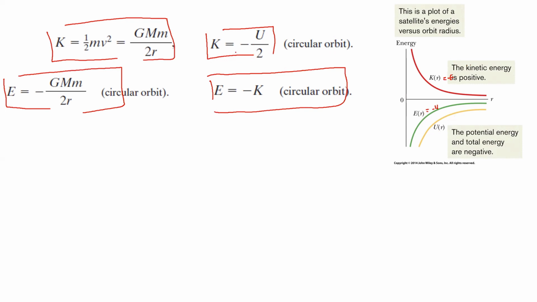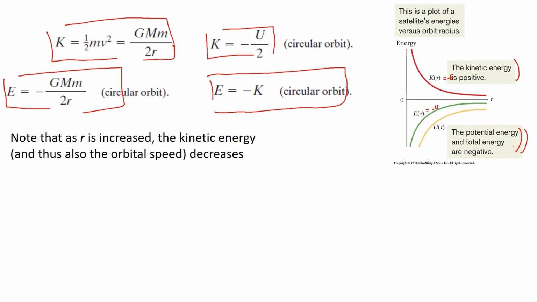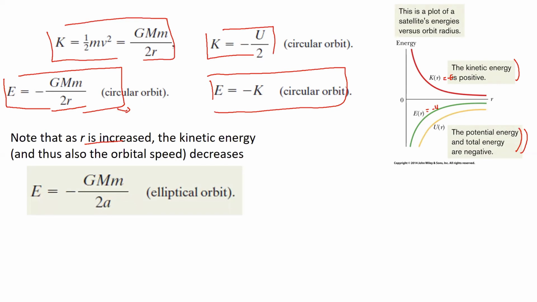Okay. Good. So again, the kinetic energy is always positive. Of course, the potential energy and the total mechanical energy are negative. Now here I already discussed this. When R is increasing, the kinetic energy is decreasing. The orbital speed is decreasing. If I have a circular orbit, a larger radius means a smaller speed. Okay. Good. Now I can generalize this to an ellipse.